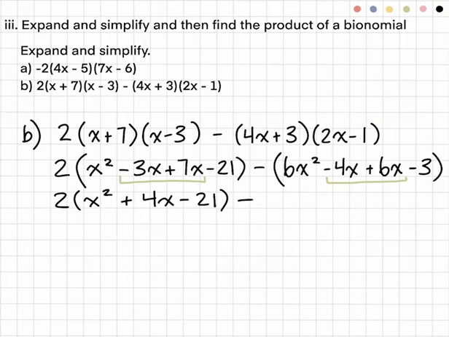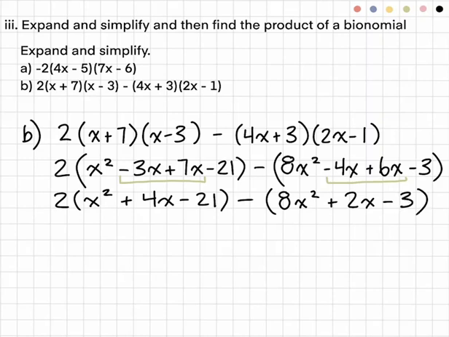oh, I see I made a mistake here. One second, let me get my eraser. What did I do? I was adding. 4x times 2x is 8x squared. Here we go. And then negative 4x plus 6x is positive 2x. And then I've got minus 3.